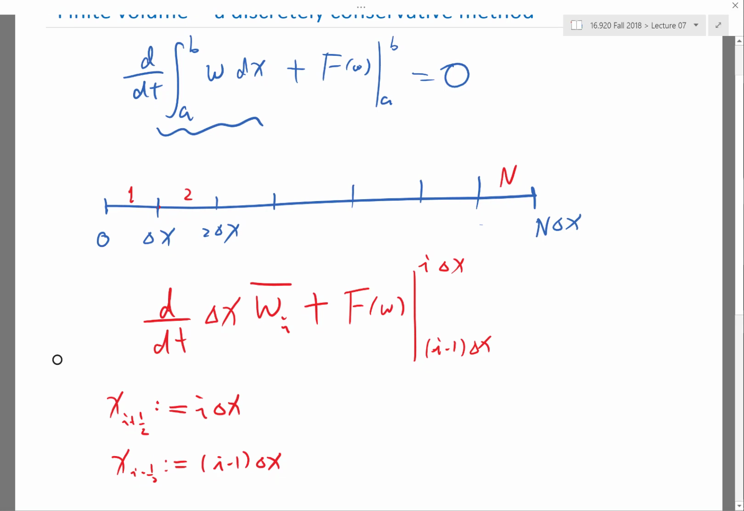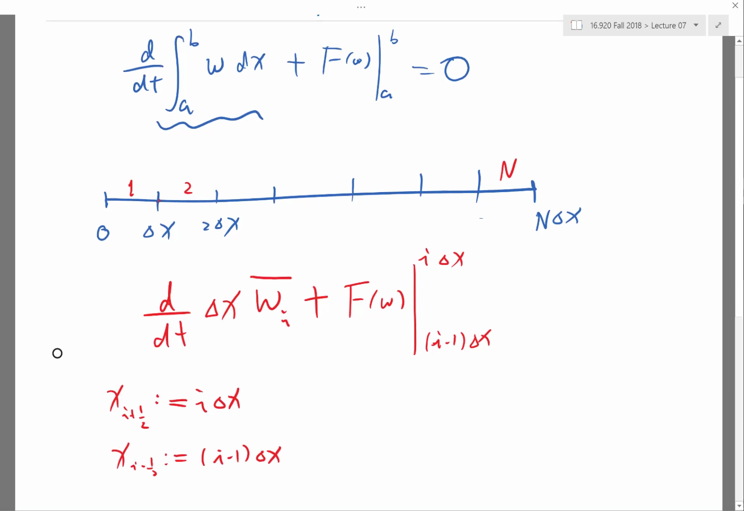Okay, so now somebody tell me what is missing. Right now I have no approximation whatsoever, so this is exact. Equal to 0. Can I plug this equation into a computer and start solving it? What am I missing before I can implement this? Yes, these values I no longer have.